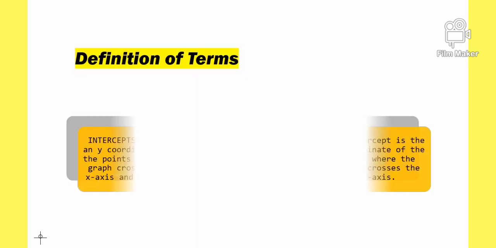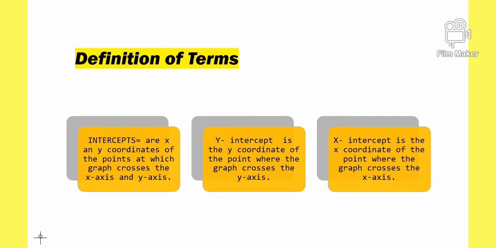Definition of terms: intercepts are the x and y coordinates of the points at which the graph crosses the x-axis and y-axis, while the y-intercept is the y-coordinate of the point where the graph crosses the y-axis, and the x-intercept is the x-coordinate of the point where the graph crosses the x-axis.